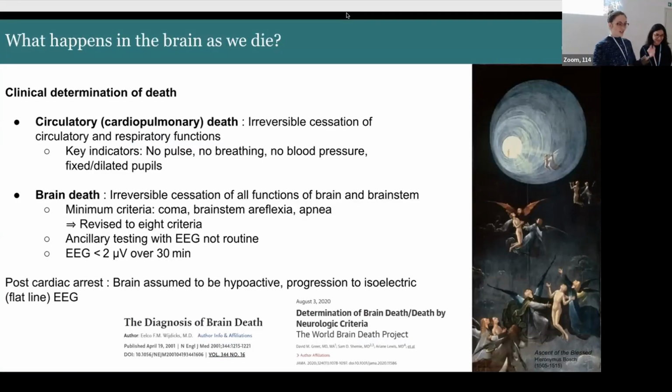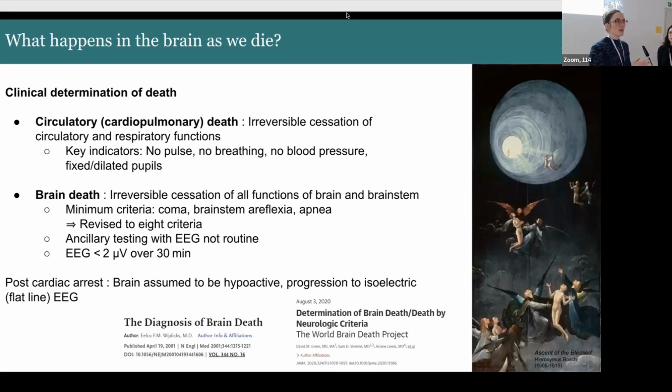Death has fascinated us throughout human history, and I'm sure no one in this room needs convincing that this is an important and interesting research topic. But before we explore the neuronal dynamics of the dying process, we should briefly understand how we clinically determine death.